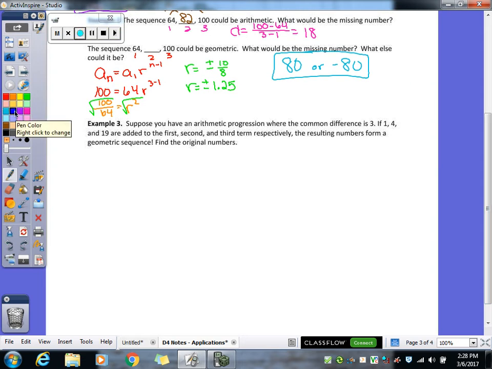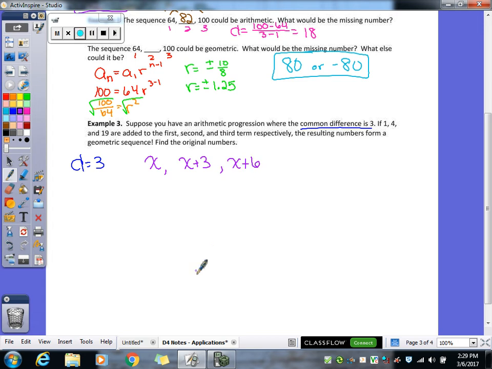And then our last one here, we have, suppose you have an arithmetic progression where the common difference is 3. If 1, 4, and 19 are added to the first, second, and third term respectively, the resulting numbers form a geometric sequence. Find the original numbers. So this one's confusing. But we have to keep in mind our d is a 3. So since I don't actually know our numbers, I'm going to call my first term x. My second term would be x plus 3 because I got to add 3 each time to get to the next one.